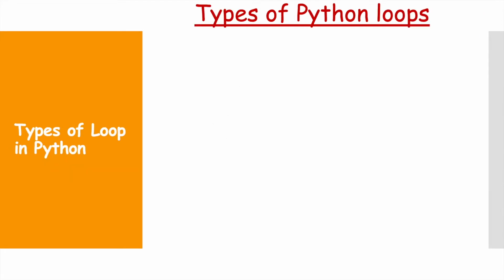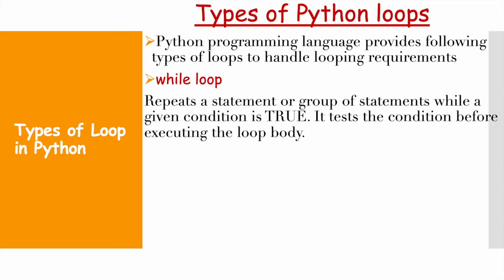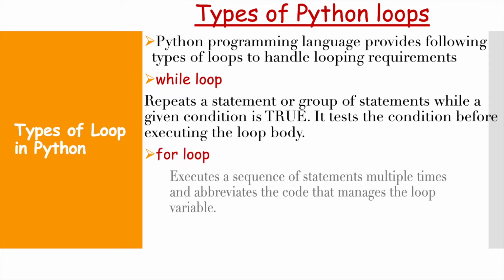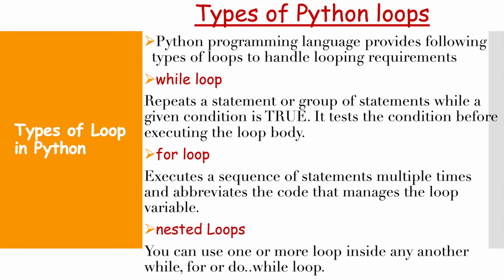Now we will see the different types of loops in Python. The Python programming language provides the following types of loops to handle looping requirements. The first one is the while loop. A while loop will repeat a statement or group of statements while a given condition is true. It will test the condition before execution of the loop body. Then we come to the for loop. A for loop executes a sequence of statements multiple times and abbreviates the code that manages the loop variable. And nested loops. A nested loop means a loop within a loop. So you can use one or more loops inside another while loop, for loop, or do while loop.